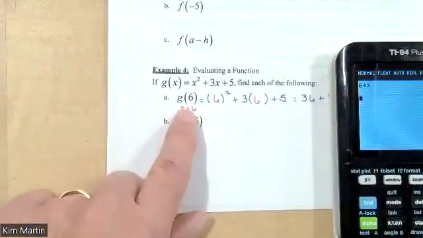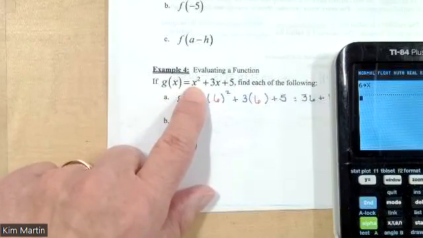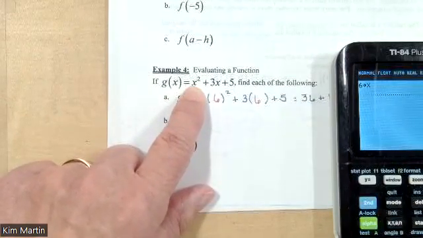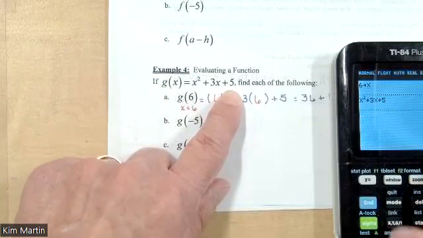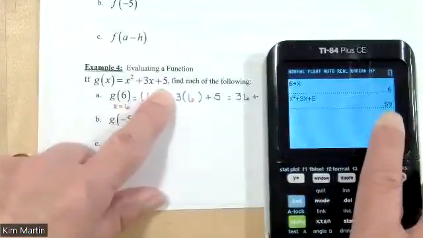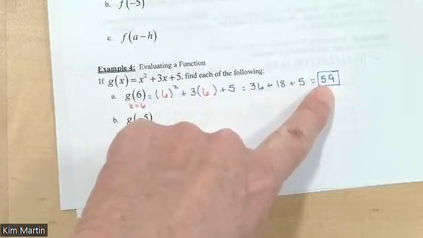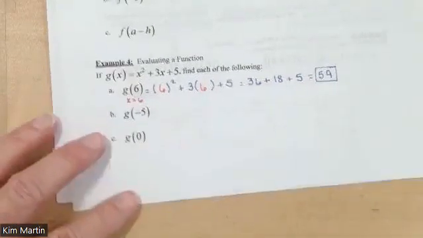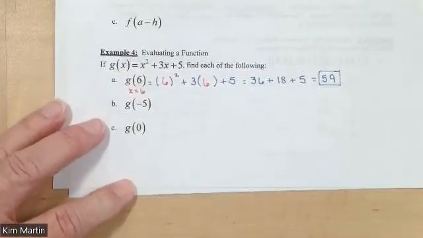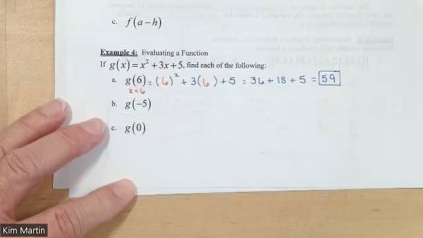So I stored 6 under my x, and now I'm going to type in x squared plus 3x plus 5, and I get 59. And that is what I got. But I was able to do it both ways. Now, yes, does it take a little bit longer on your homework? Sure. But I'm telling you, this is not one of those subjects that you can just get through this class and never use it again.